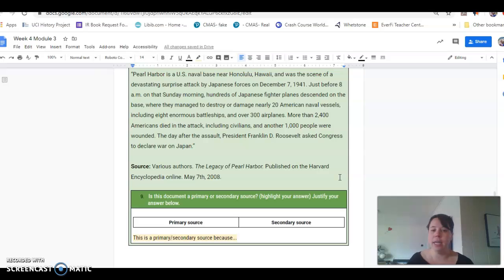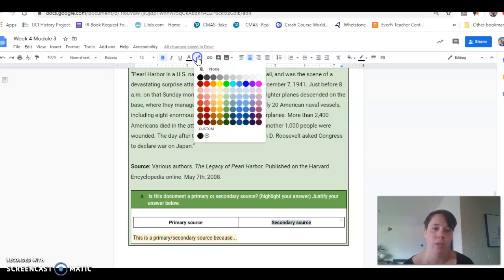So again, we're deciding, is this a primary or secondary source, and then we're justifying our answer. This has become pretty obvious to us. We see that it was published by Harvard Encyclopedia Online in 2008, so that's well after the fact. There wasn't one single person that was at the event who saw it happen. It's created by several people afterwards, so I know that that is a primary source. Sorry, a secondary source, not a primary source.